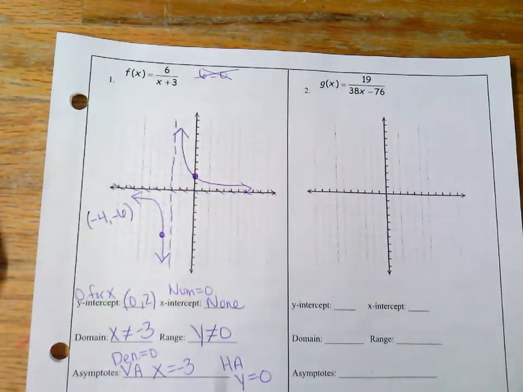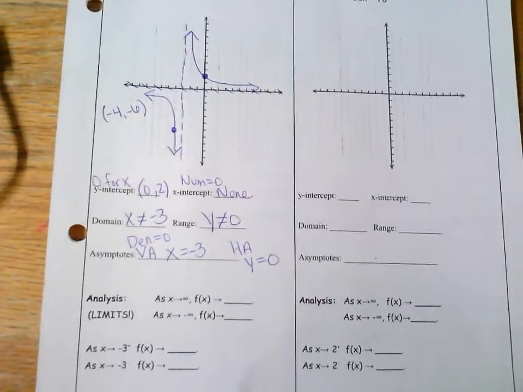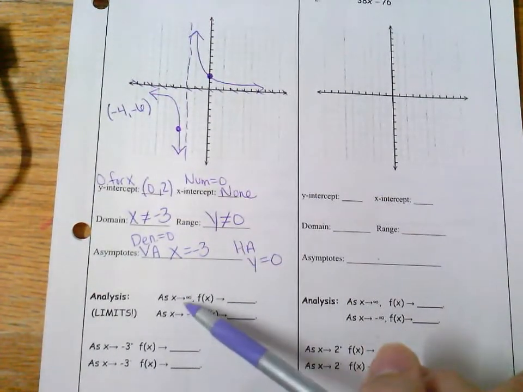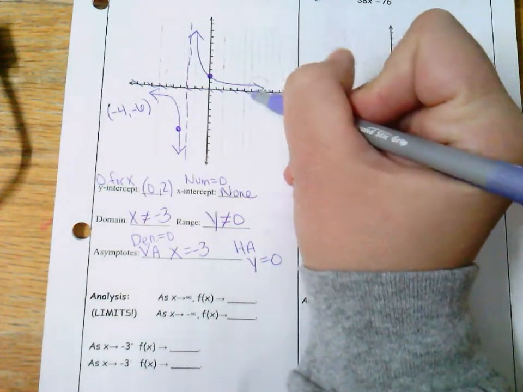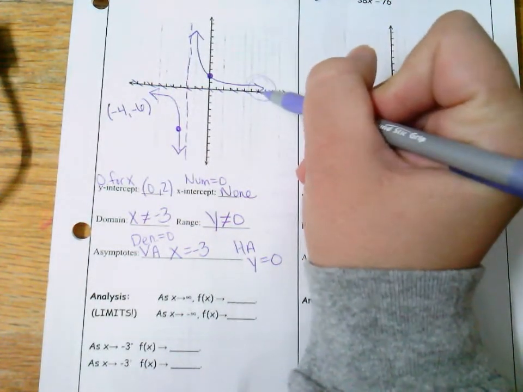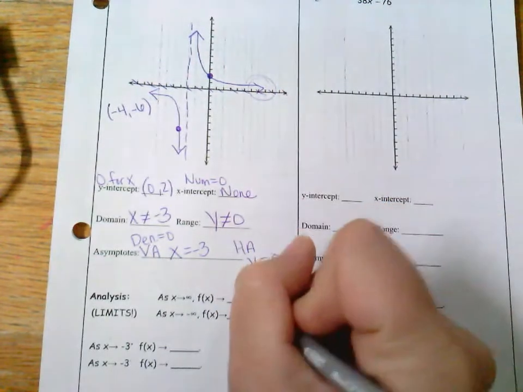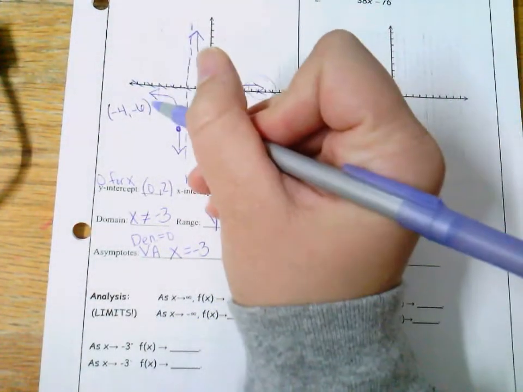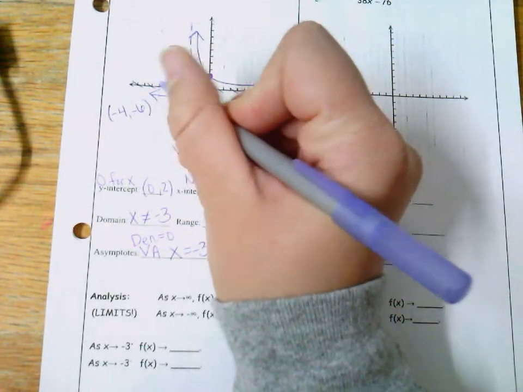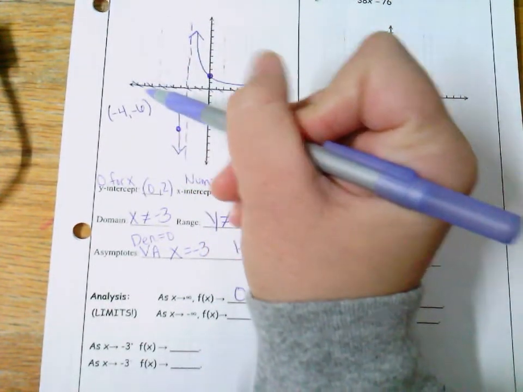Then there's this thing that says analysis at the bottom. What is happening to the function as x goes to infinity? So it's asking you about this end of the graph. This end of the graph is approaching 0. What about as x approaches negative infinity? So it's asking you about this part of the graph. Well, this part of the graph is also approaching 0.